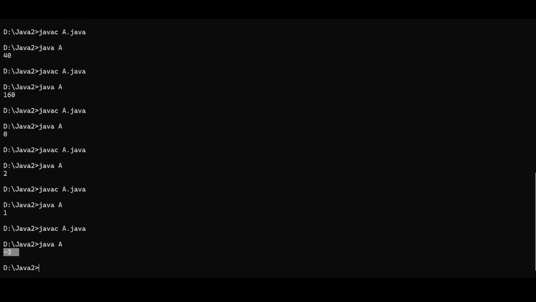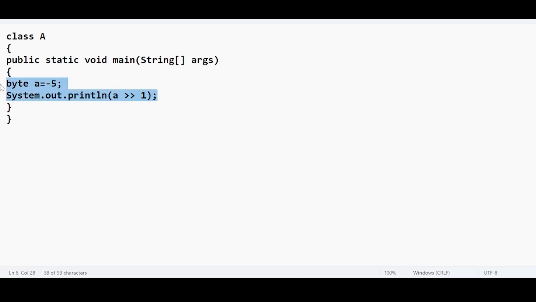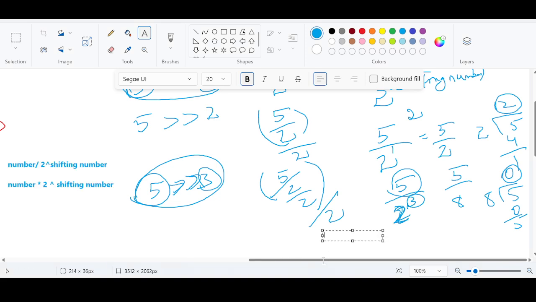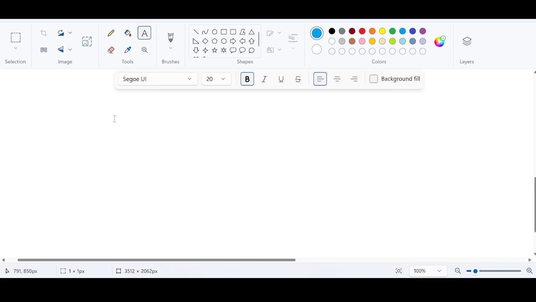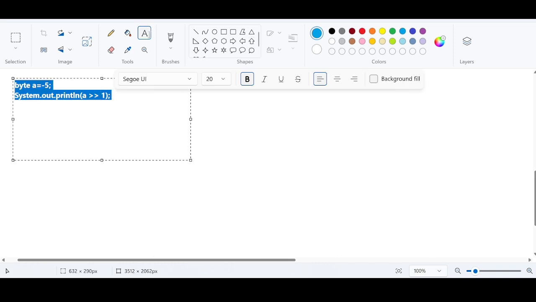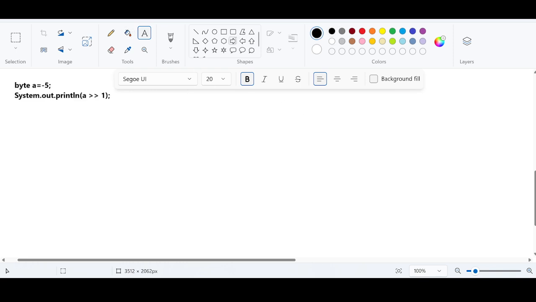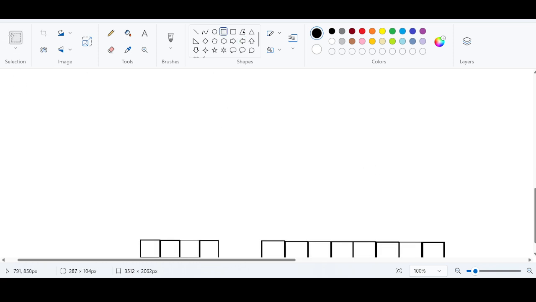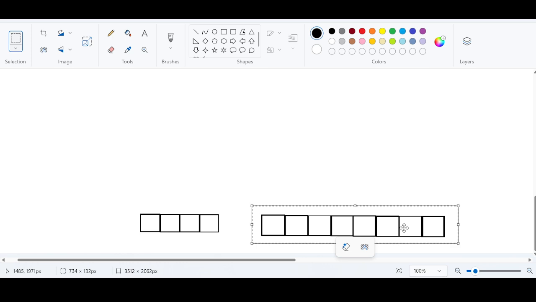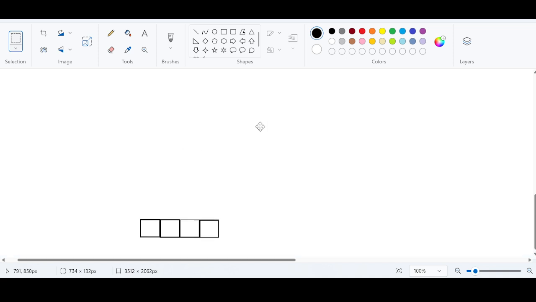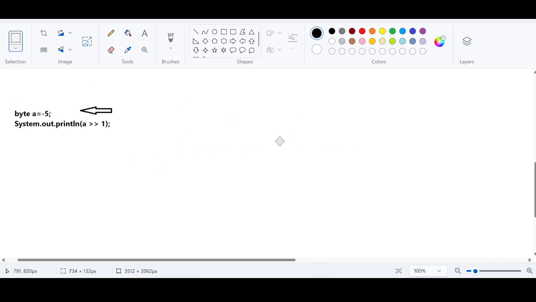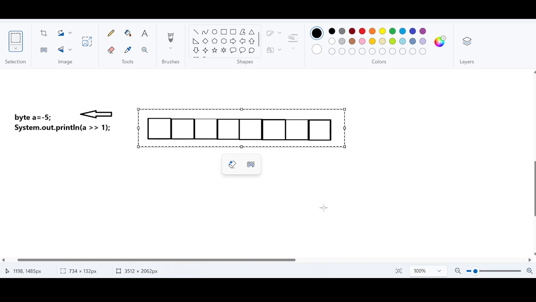We are getting -3. Why are we getting -3? We will just follow our pattern, what we have been doing so far. This is our question: -5. First try to find the equivalent binary value for +5. First of all, we will try to find that. We know it is 101.